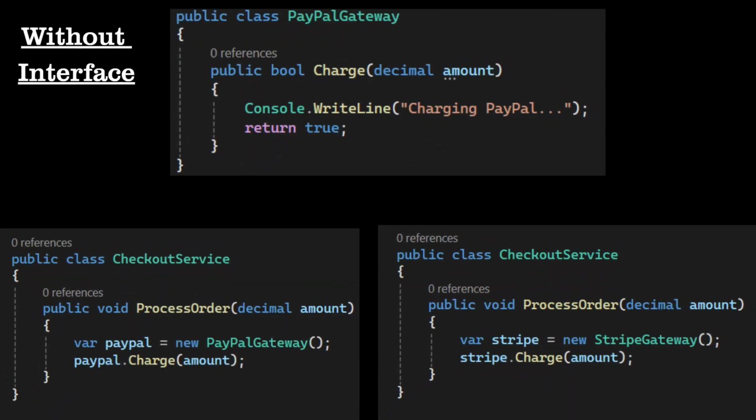Here's what happens when you don't use an interface. Imagine your checkout class depending directly on PayPal. If tomorrow you decide to change from PayPal to Stripe, you would have to go back to your checkout service to rewrite the code and change the PayPal gateway to Stripe gateway. This is tightly coupled and hard to maintain, and it also violates a good design principle like SOLID.